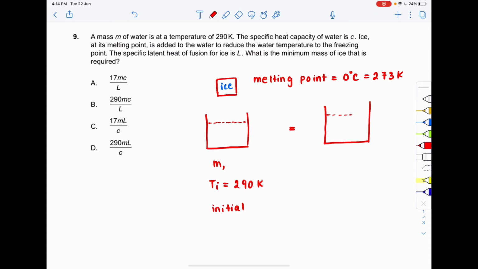Finally, what is happening? The water is coming to its freezing point. So that means over here the temperature will be 0 degrees Celsius. So the final temperature of the water in the jar will be equal to 273 Kelvin.